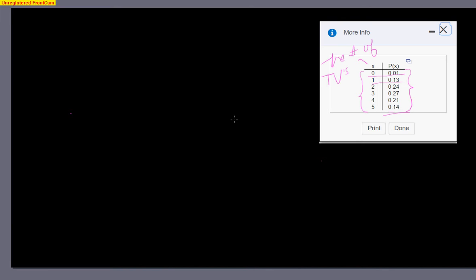So if I go ahead and just on my calculator, 0.01 plus 0.13 plus 0.24 plus 0.27 plus 0.21 plus 0.14, do that on your calculator and it will in fact equal 1. So therefore the first part of that question is done. We have confirmed that it is a probability distribution. So if that's the case, then how do we find the mean and the standard deviation?